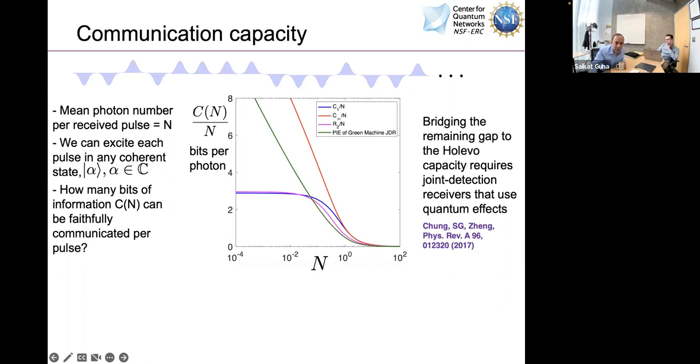And now you see that the Dolinar receiver, which detects every pulse one at a time, minimizing the probability of error for detecting every BPSK pulse, its capacity or bits per photon is given by this blue line, whereas the Holevo capacity is far above that, even when n is very small.